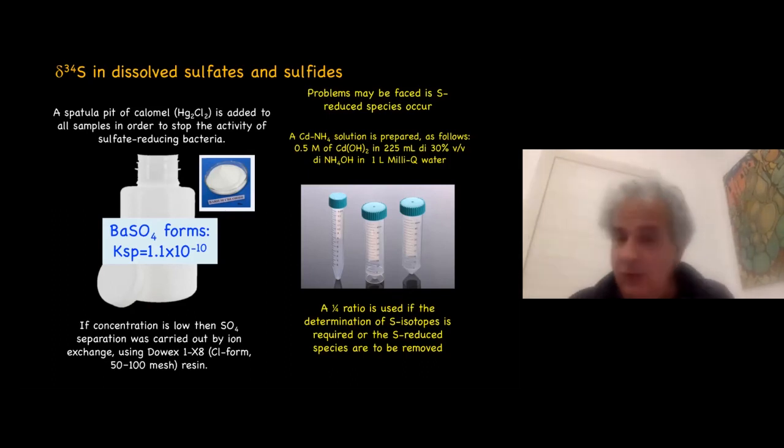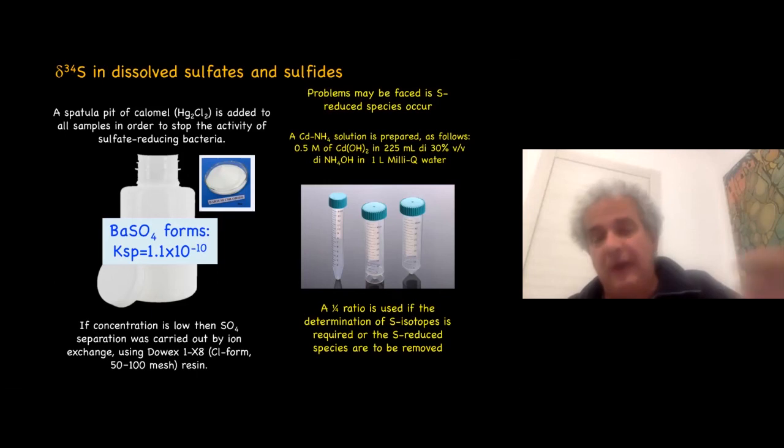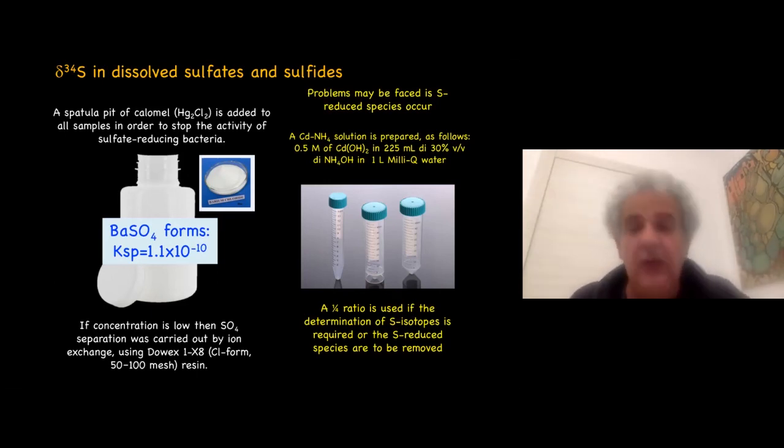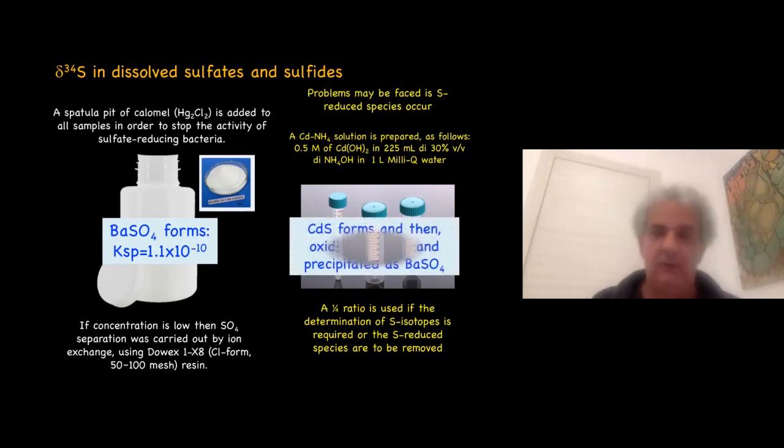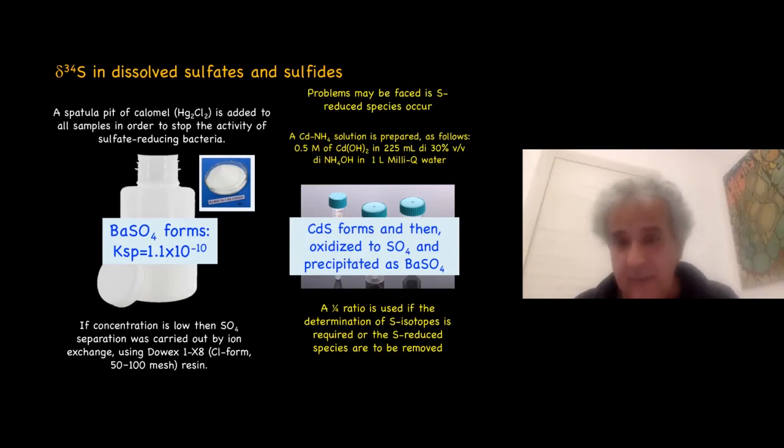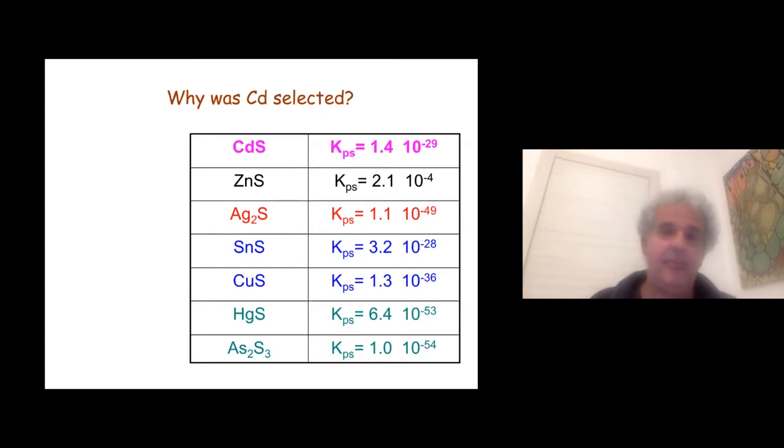Okay, you may use this technique to analyze the sulfur isotopes in the sulfide, or you may use this approach for removing the sulfide from the solution where you want to measure the sulfur in the sulfate. Okay, this is quite important. The procedure is, if you want to do the sulfur isotopes in the reduced sulfur species, you oxidize with H2O2, and then you let the barium sulfate precipitate, as we have seen before.